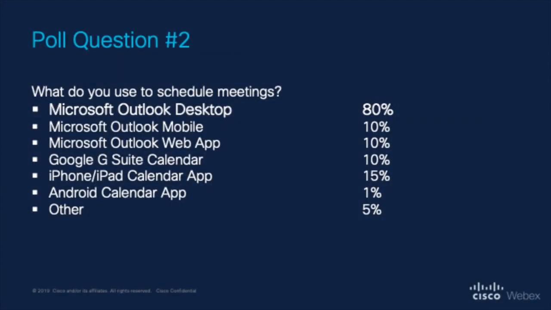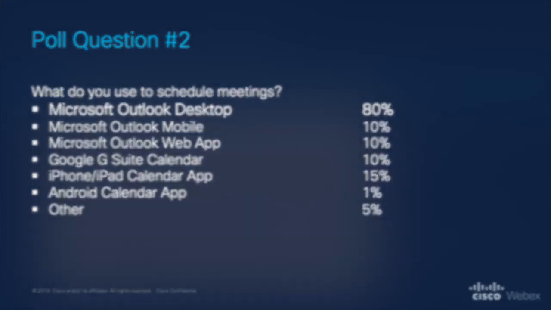I think that the poll is done, Joe? Overwhelmingly, 80% are using Microsoft Outlook Desktop, with everyone else kind of an also-ran at around 10%. So you got 10% using Microsoft Office Outlook Mobile, Microsoft Outlook Web App, another 10% using G Suite, and about 15% saying they use iPhone, iPad, calendar app. 1% saying they use the Android, and 5% saying other, but the majority, 80%, Microsoft Outlook Desktop.